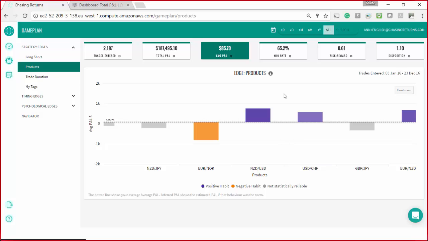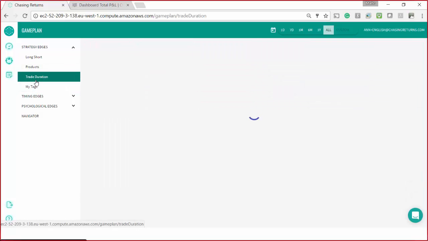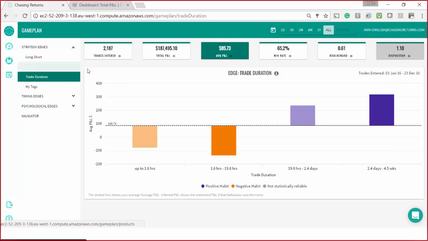Okay, so move on to trade duration. I think we'll just stick with average P&L and just tell the story, because I want to get onto the psychological edges where some of the most interesting observations are. So on trade duration, we're looking at how long he's spending in the trades. And we can see this actually is quite a healthy chart, because we can see that the really shorter durations are underperforming and the longer durations are overperforming.